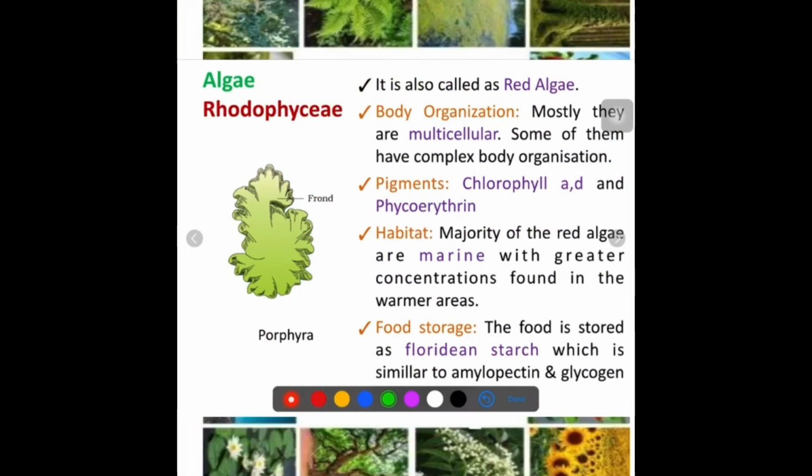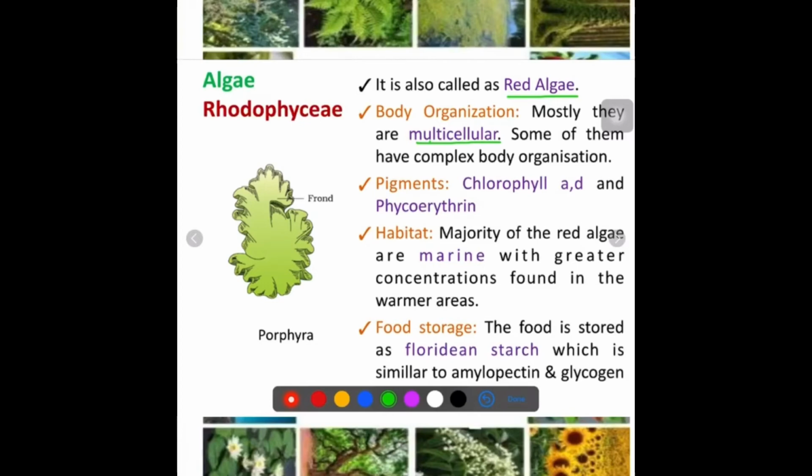Next, the last type of algae is the Rhodophyceae. This is the last type, Rhodophyceae. Here the color is red, and hence we are calling it red algae. So now you know the other names of all these three algae: Chlorophyceae, green algae; Phaeophyceae, brown algae; and Rhodophyceae, red algae. The Chlorophyceae is unicellular, but the Rhodophyceae is multicellular. That means it's made up of many cells.